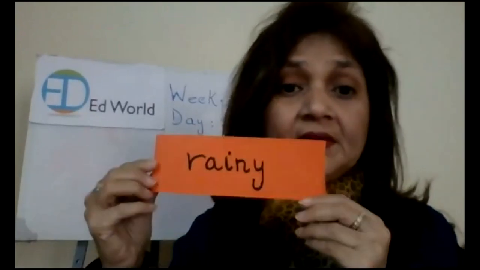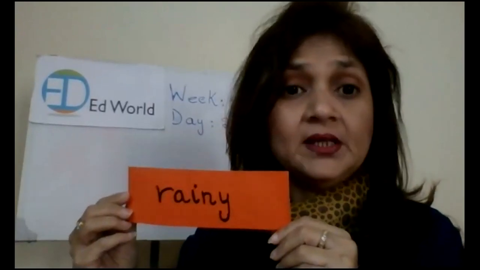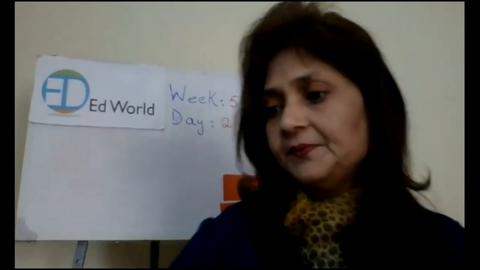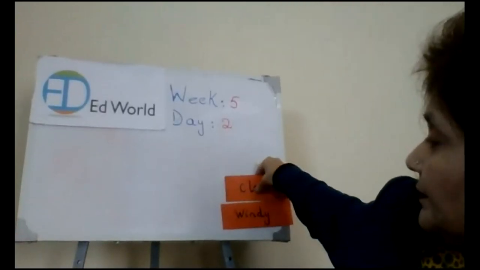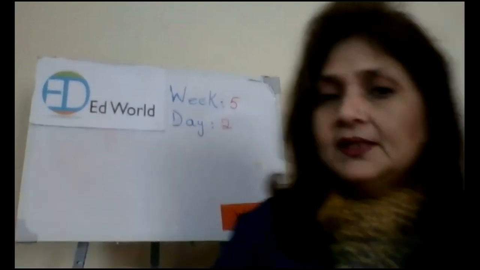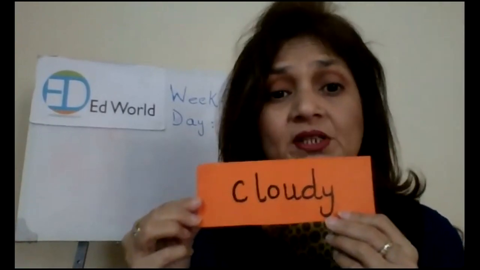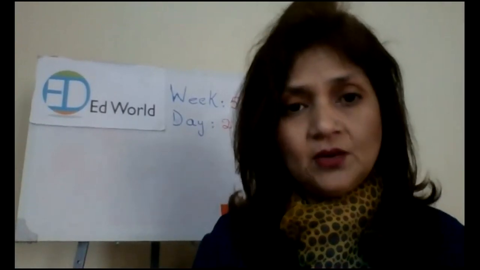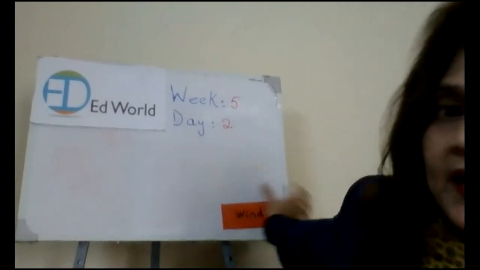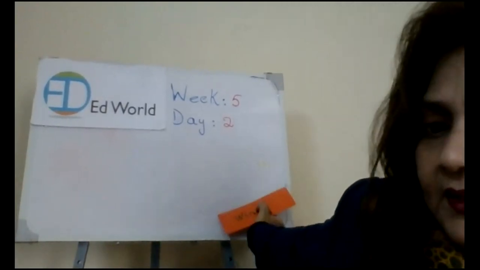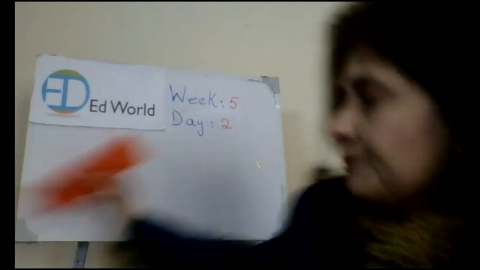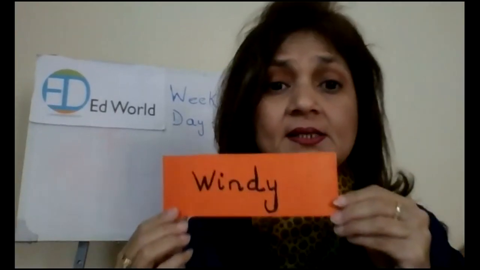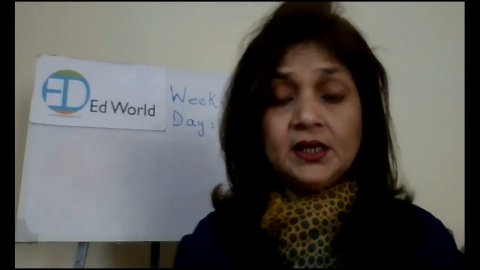This is rainy. It says that the weather might be rainy. This says cloudy, that the weather might be cloudy also. It could be cloudy as well. And this one says windy. It might be windy. Okay. So these were the different types of weather words.